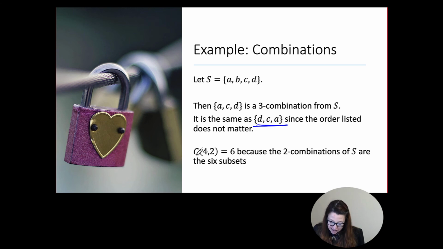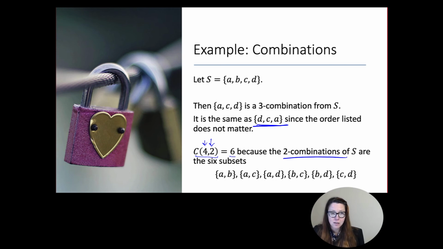So if I say C(4,2), that means I've got a set of 4 elements, and I want to pick a combination of 2 from that set, and this is going to be 6, because the 2 combinations of S are the 6 subsets as follows: AB, AC, AD, BC, BD, CD. Okay, and you'll notice if I was talking about 2 permutations, then I would also include BA, and I would also include CA, and I would include DA. But with combinations, they're the same thing, so I don't include them at all. Okay?